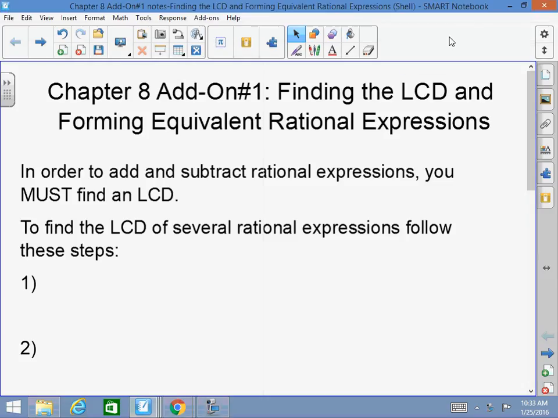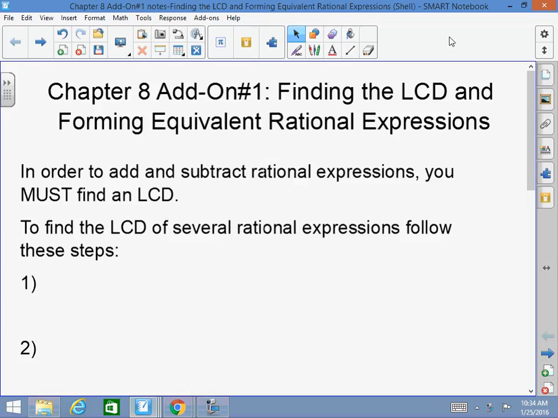Today we will be talking about, or continue talking about, rational expressions. And today we're going to talk about the first step before we start adding and subtracting rational expressions. And we're talking about the LCD. The LCD is the least common denominator.